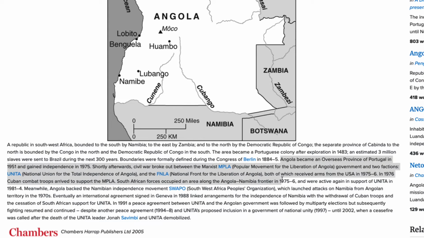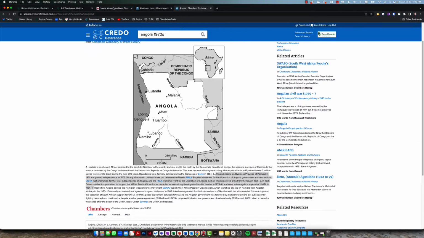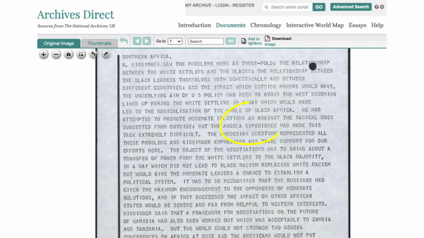Here we can see, right, that Angola became an overseas province of Portugal in 1951 and gained independence in 1975. Ooh, that's a year before our primary source. Shortly afterwards, civil war broke out between the Marxist MPLA government and two factions, the UNITA and the FNLA, both of which received arms from the United States in 1975 and 1976. So it seems very likely that this is what the intelligence officer and Kissinger were talking about back in the other document when they referred to the Angola situation.